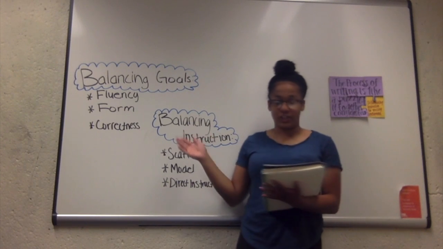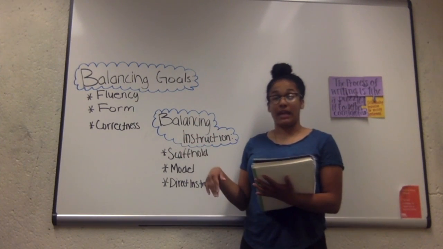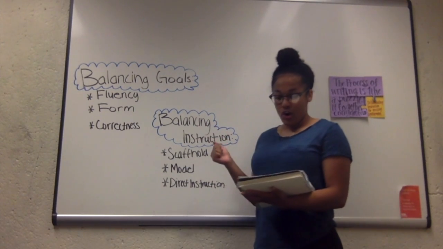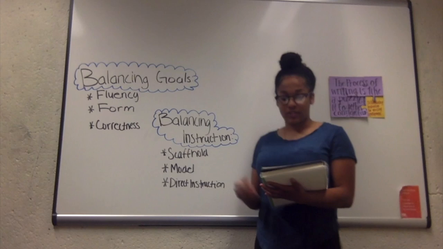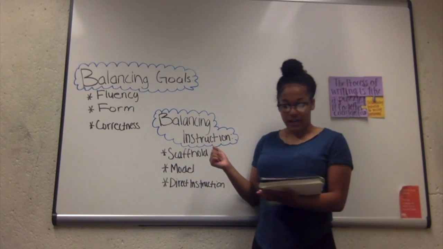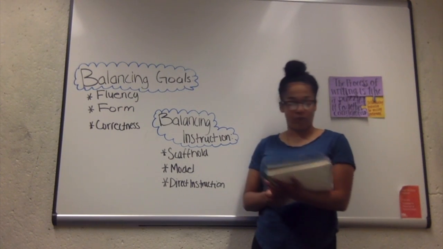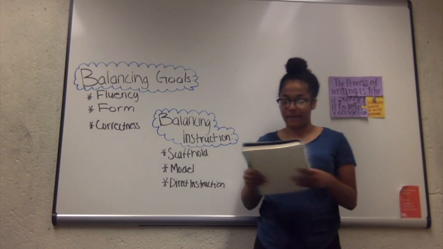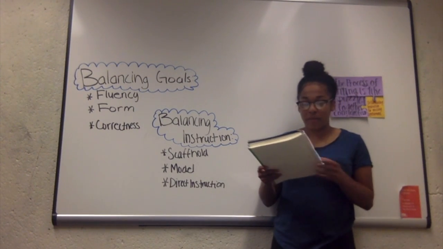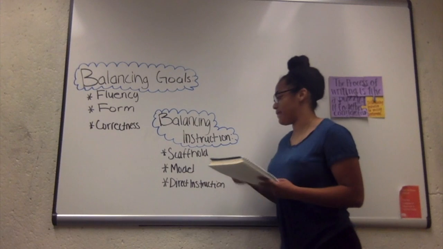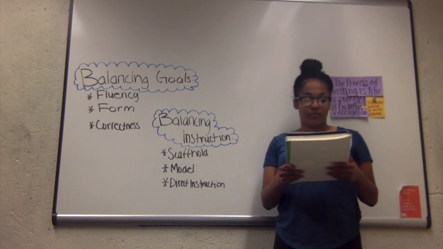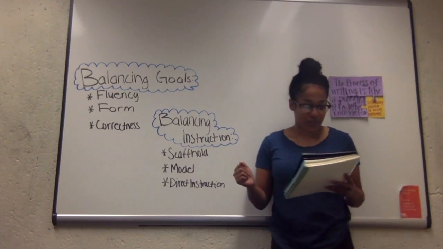Fluency is to generate ideas with ease while writing them down on a piece of paper. Form refers to sentence styles such as paragraphing and text structures. And correctness deals with the proper use of grammar, punctuation, and spelling. Balancing instruction includes scaffolds, models, and direct instruction. Scaffolding assists the student with all aspects of writing, including correctness.